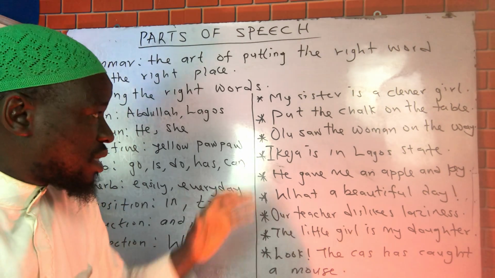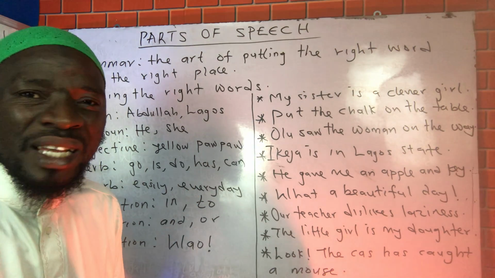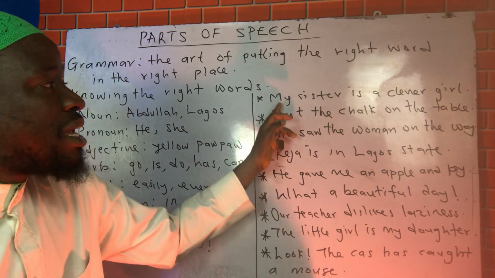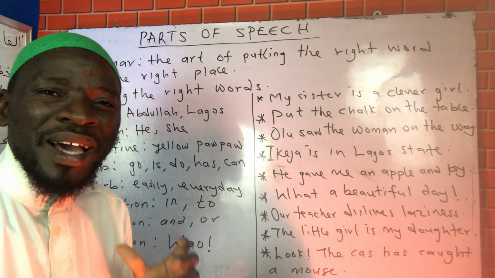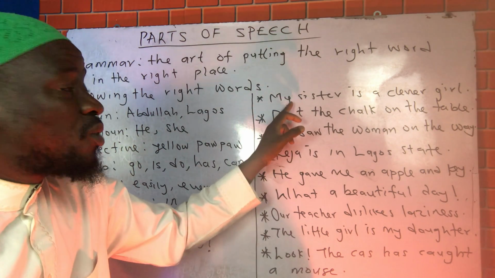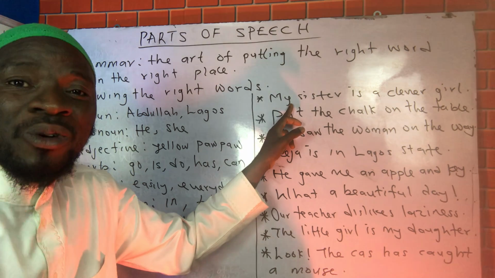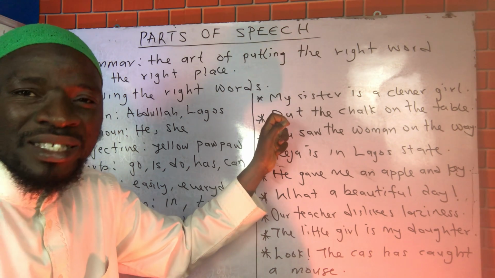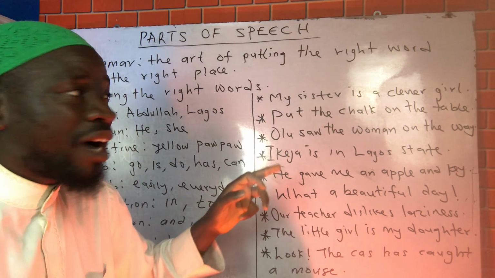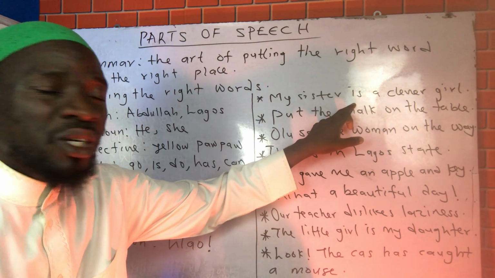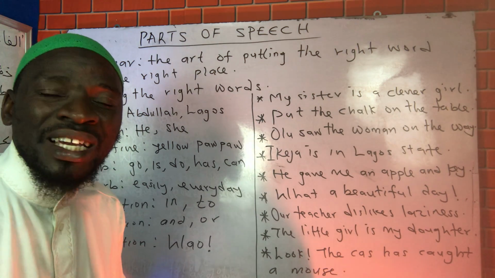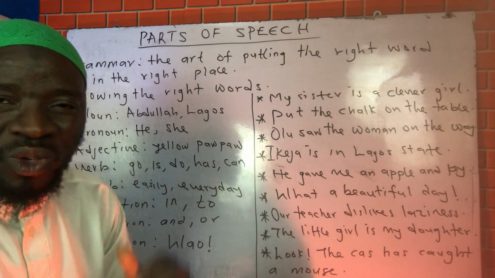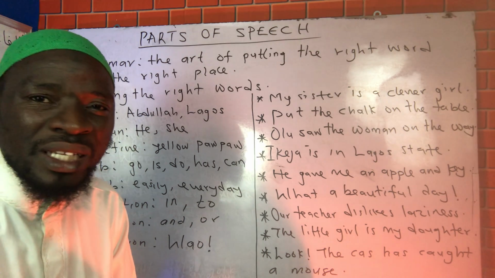Then these are some of the examples of this part of speech. When we look at these sentences, each word in this sentence will fall under a part of speech. For instance, when we say my sister is a clever girl, the word my is an adjective, we are going to mention that later. Sister is a noun. Is is a verb, an action word. A clever girl, clever is an adjective. Girl is a name, a noun. Then we have this a, which is an article. We are going to talk about it later, inshallah.